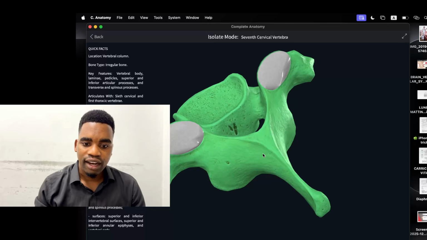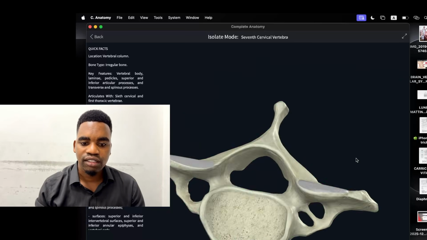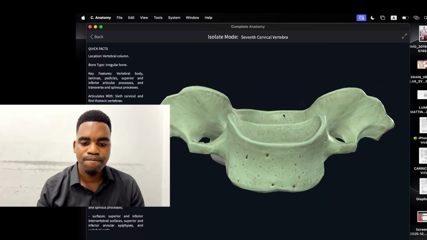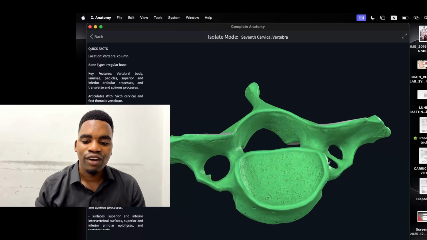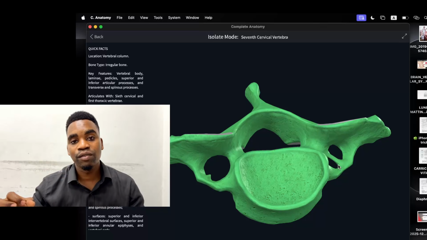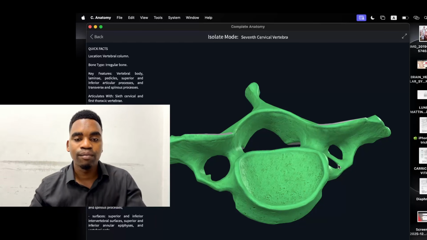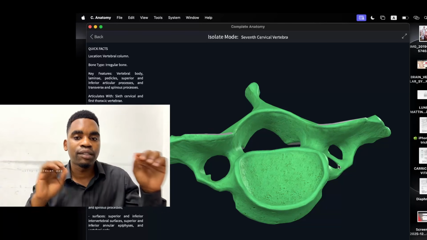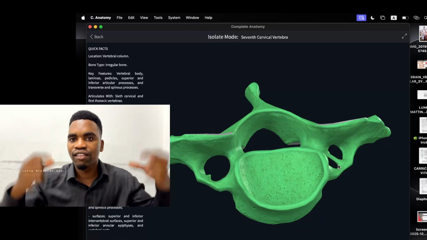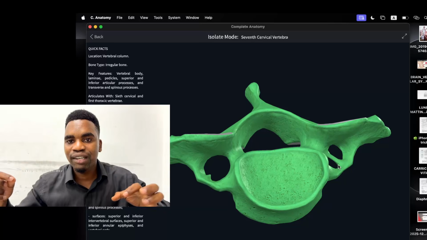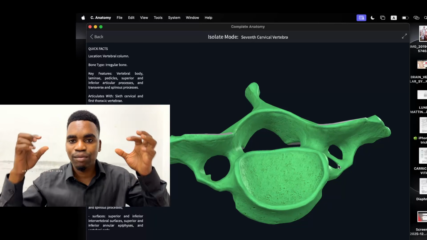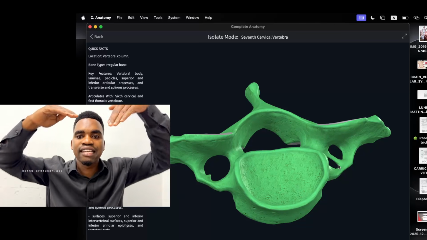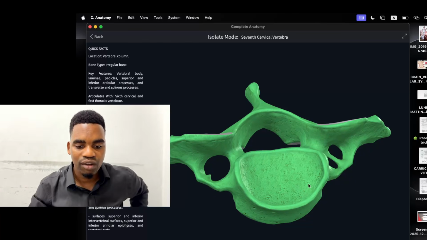But other features that make this vertebra atypical are the transverse foramina. They are usually small or sometimes even absent, and they are not expected to transmit the vertebral arteries. The vertebral arteries usually skip the C7 vertebra. They start from C6 all the way up to C1, as we are going to see.